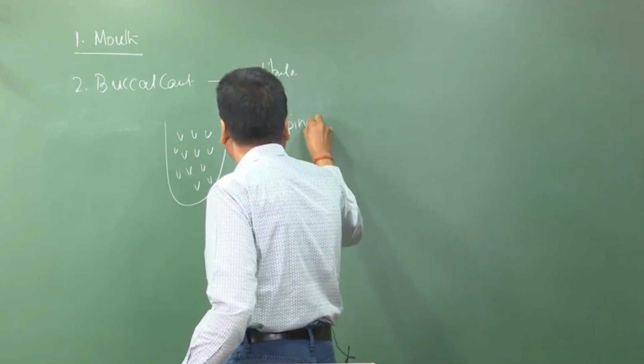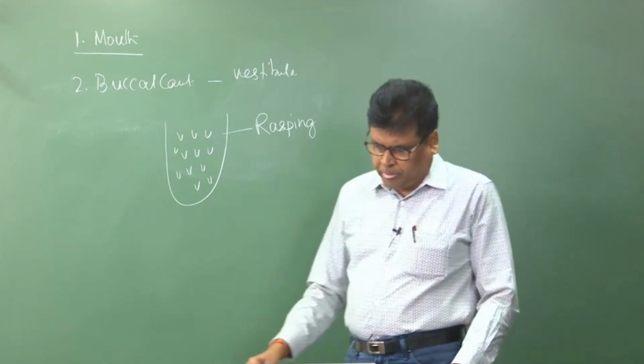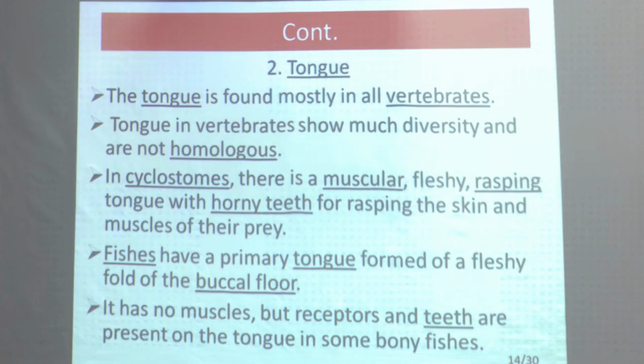So this is a rasping tongue in the cyclostome. It is muscular and contains horny teeth for rasping the skin and muscles of the prey. Once it makes a cut in the surface of the prey, blood comes out from that point, and the cyclostome sucks the blood. So this is all about the cyclostome, the most primitive vertebrate.